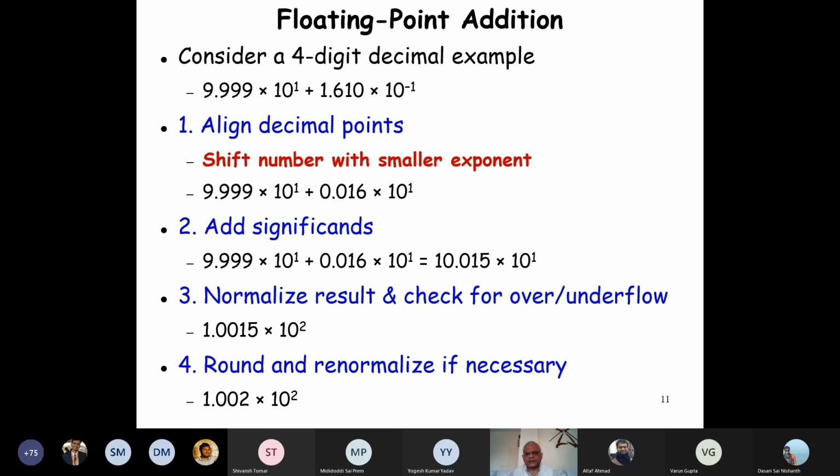Can anybody take a guess why we shift the number with the smaller exponent? Why not shift the number with the larger exponent? Yes, anybody like to answer this question? Sir, to prevent overflow, maybe. Overflow. See, overflow is when the numbers are so large that we cannot represent them. But here only the fraction part we are changing. The number is not changing at all. We are adding the same number.